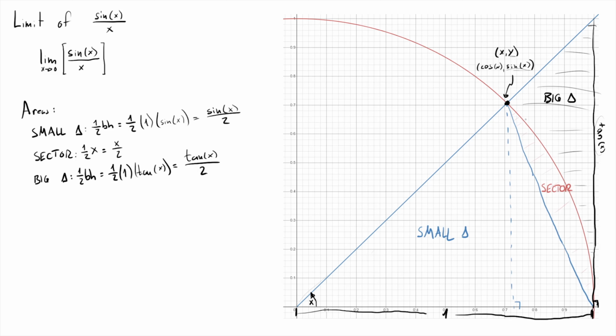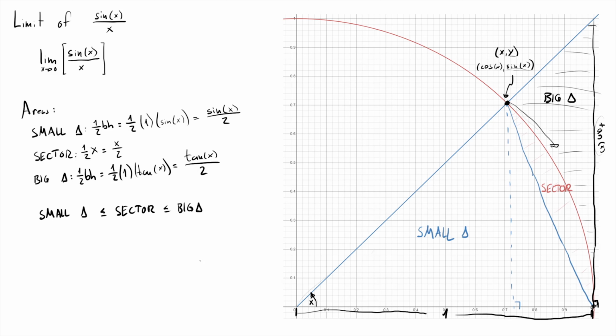The only exception to this would be if this angle goes all the way down to 0 and we have no angle. In that case, all three of the areas would be the same. Okay, and if you can kind of see that and believe it here, then you can make an inequality. You can say that the area of the small triangle is always going to be less than or equal to the area of the sector, which is always going to be less than or equal to the area of the big triangle.